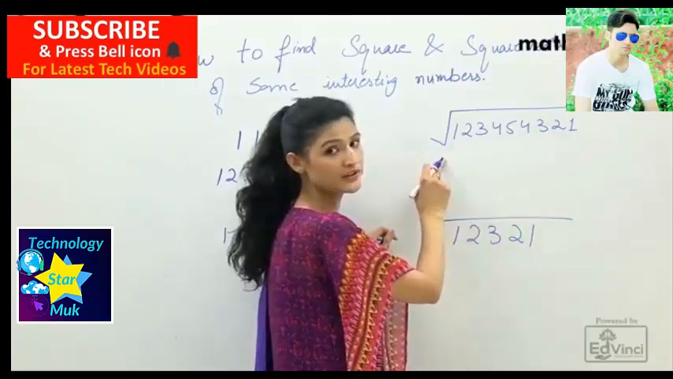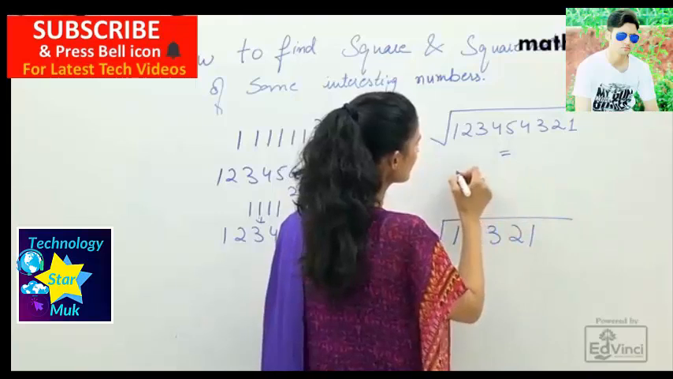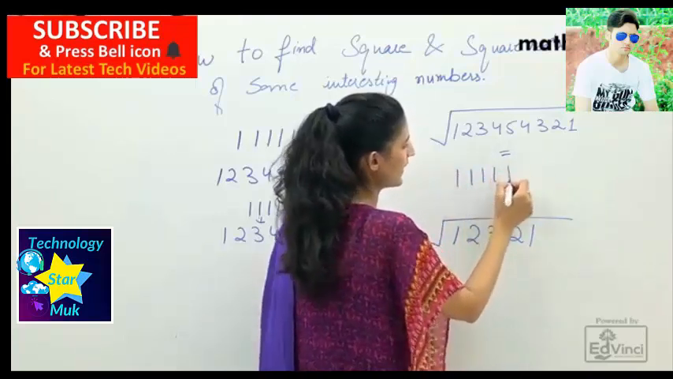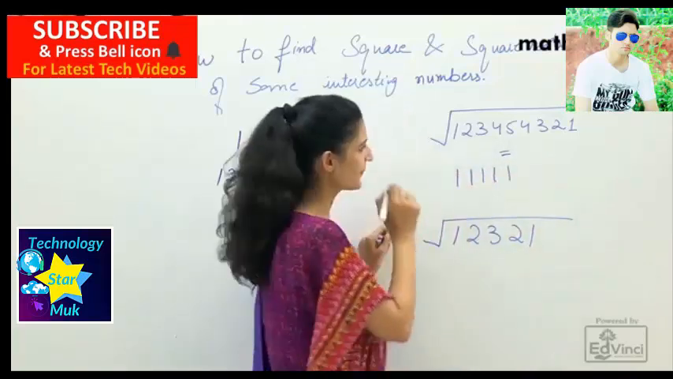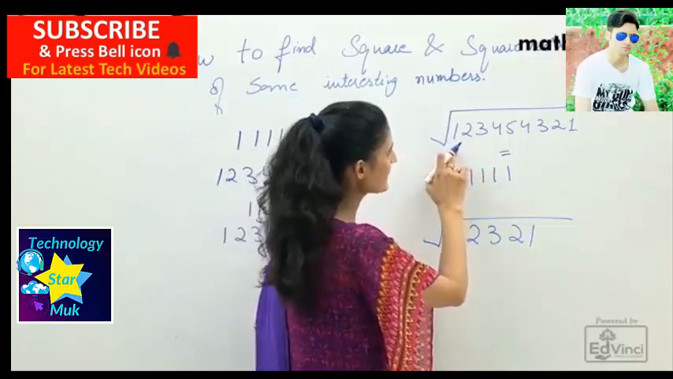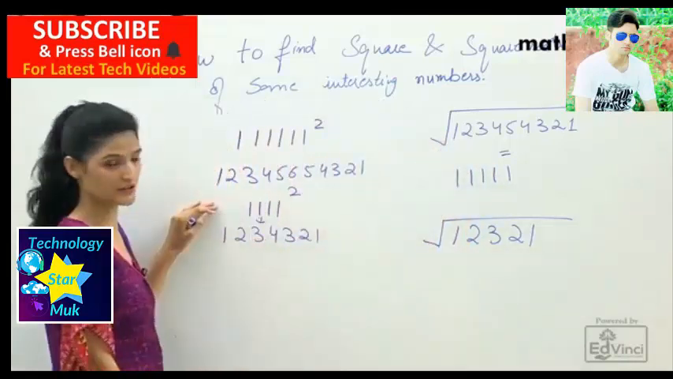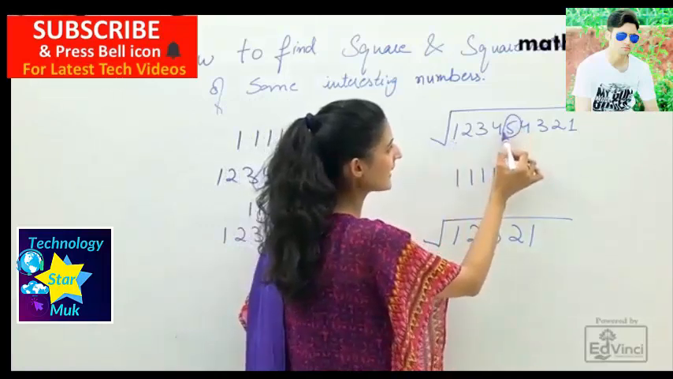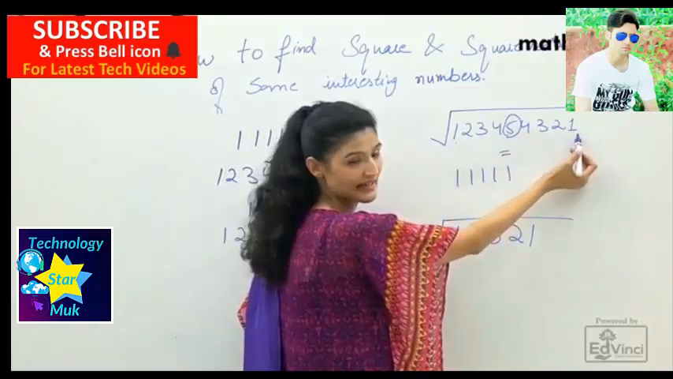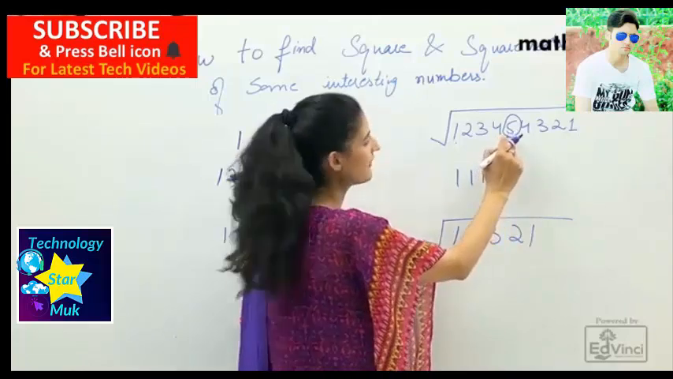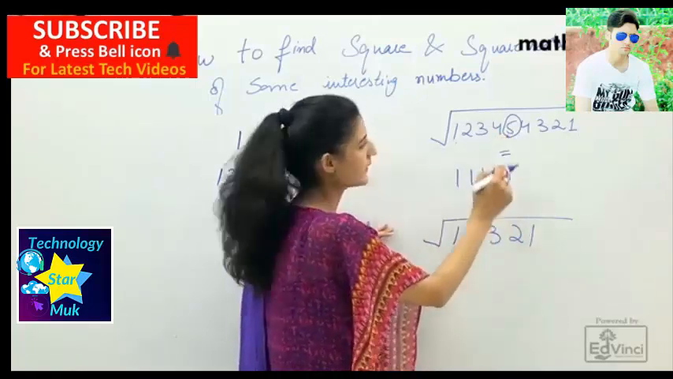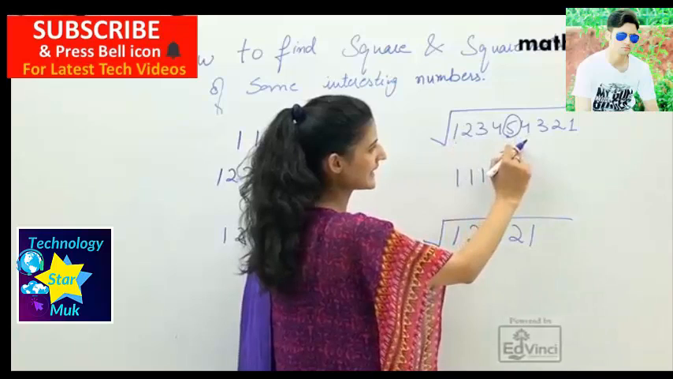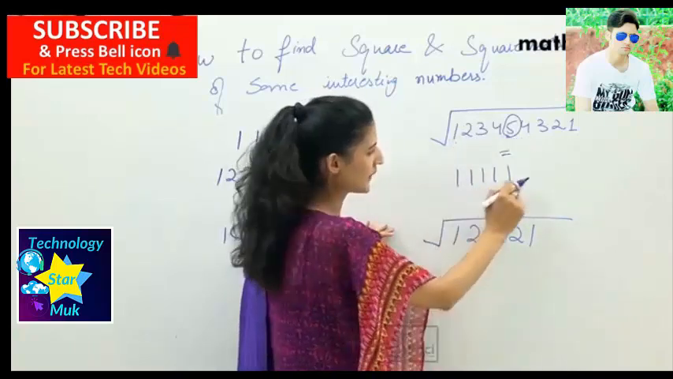So the square root for this number will be 1, 1, 1, 1, 1. Do you want to know how? So let's see, this is the same example which I showed you here. So it is starting with 1, it is going till 5 and after that it is descending. So we have to write 5 ones here. The biggest digit we have when we are ascending is 5, so we'll write 5 ones here.